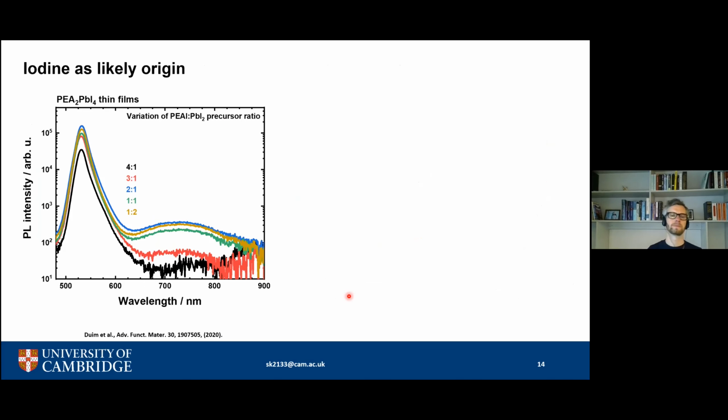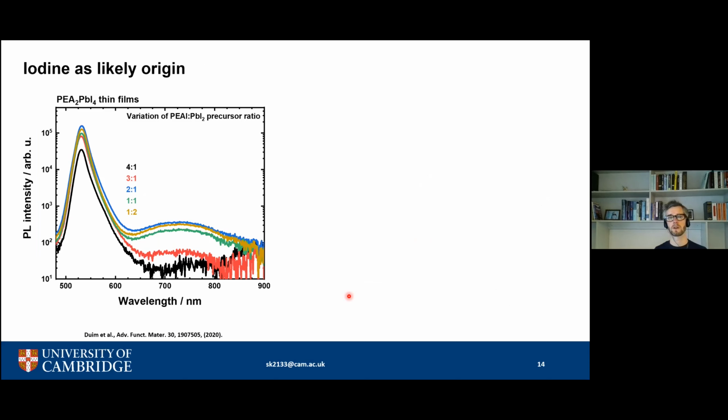Okay, so I hope that convinces you that these are defect states. The question is then, what kind of defect state? Back when we looked at it the first time, we thought, since the broad emission changes with extended illumination, this is probably related to halide defects. We know the halides diffuse around, especially when you shine light on them.